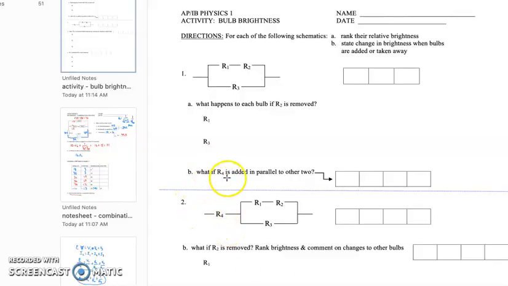The next situation is, what if I added a fourth bulb in parallel with the others? So imagine I just added a fourth branch, R4, that looked like that. Okay, we'd want you to rank them once again, and we can discuss whether 1, 2, 3 would change at all. So pause and make your predictions, and then start it back up, and we'll see what happens.